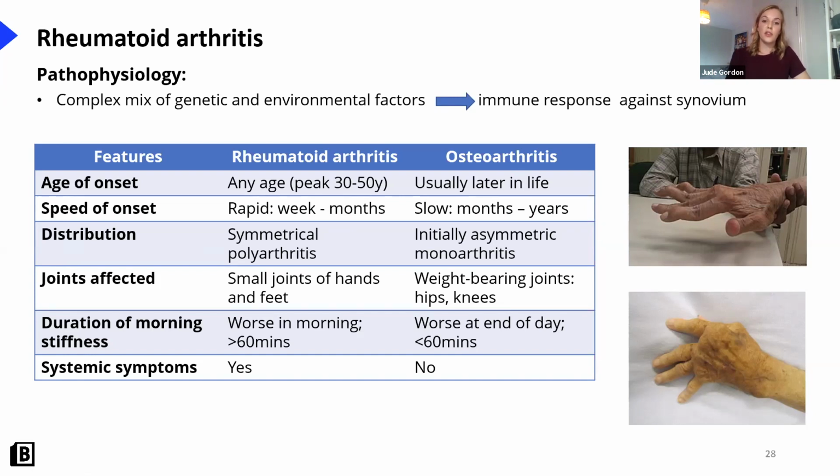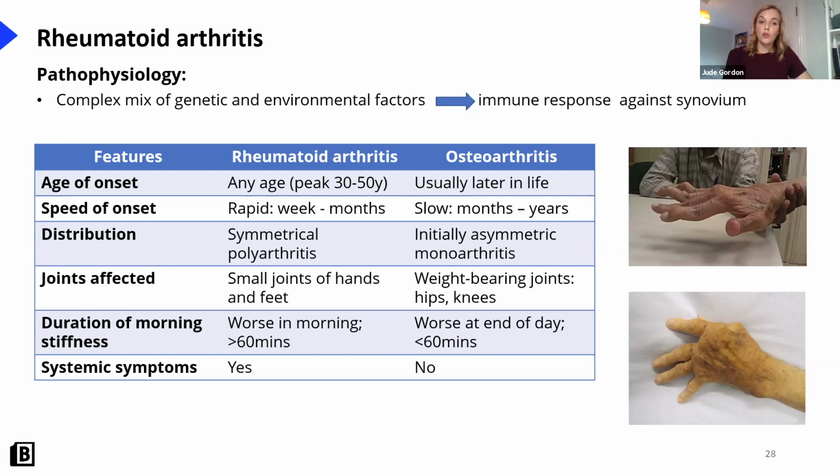And there are a few different things that do differentiate them. One of which is the age at which the condition comes on. Rheumatoid arthritis can come on at any age, including in children, but the peak onset is between 30 and 50 years old. Whereas osteoarthritis, again, can come on in younger people, but it tends to be a disease of later life. As the joints have gone through more wear and tear and more use, it becomes more common.